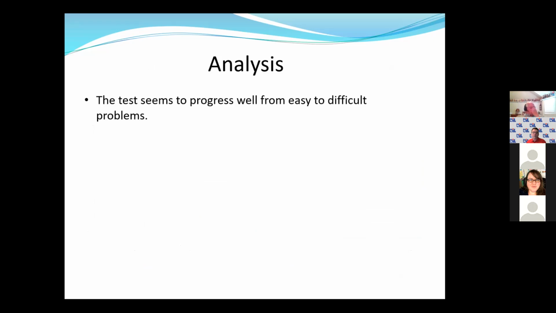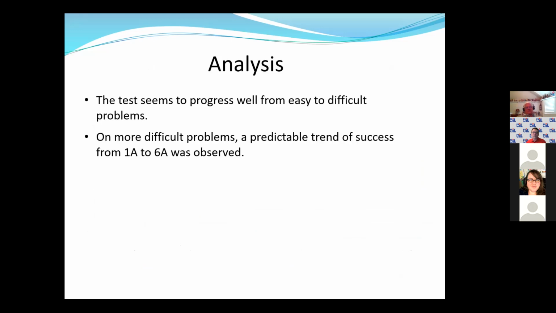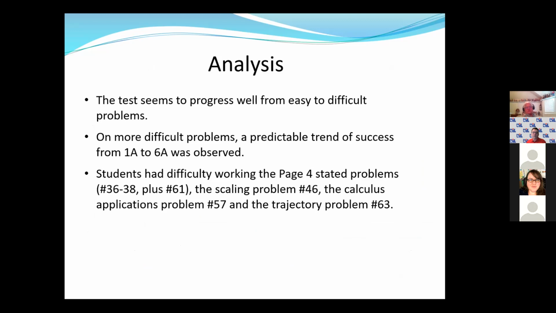Okay, so here's my analysis. This is, I think, my last slide. This is my run on the test. It seems to progress pretty well from easy to difficult. I think I did a reasonable job with that. On the more difficult problems, there seemed to be a predictable trend of success from 1A to 6A. The problems the students had trouble with on this test were, I would say, predictable. The page 4 stated problems plus problem 61 are all in a class of their own as being the most difficult problems on the test. The scaling problem was hard, but I don't think it's by nature of it being scaling.